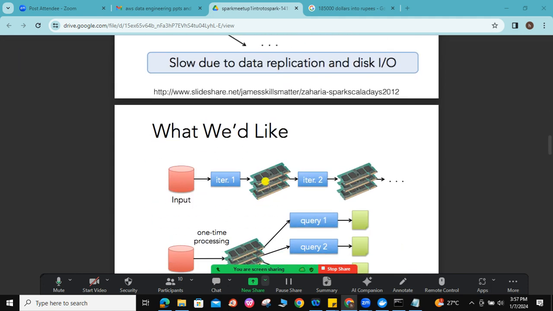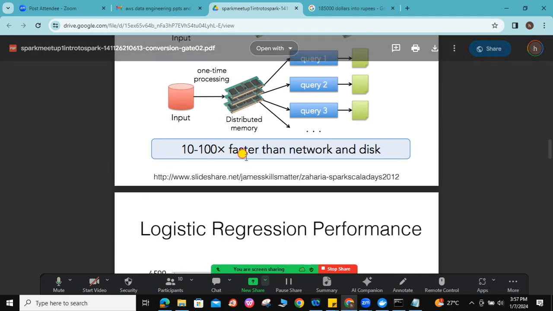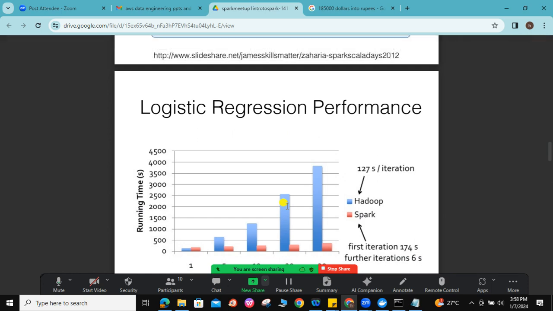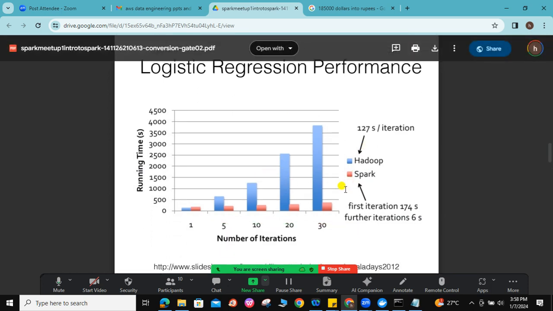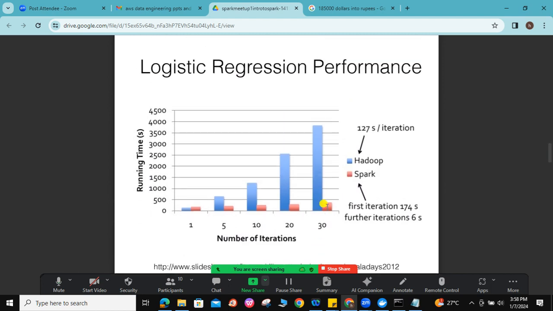Okay, data sharing in MapReduce. See, Spark uses RAM. RAM is always faster. That's why you see at the beginning 10x to 100 times faster. Then network and disk. What will happen? Some performance figures they have given. Performance means slow or faster. It took only this much time. This pink or red is Spark, blue is Hadoop.